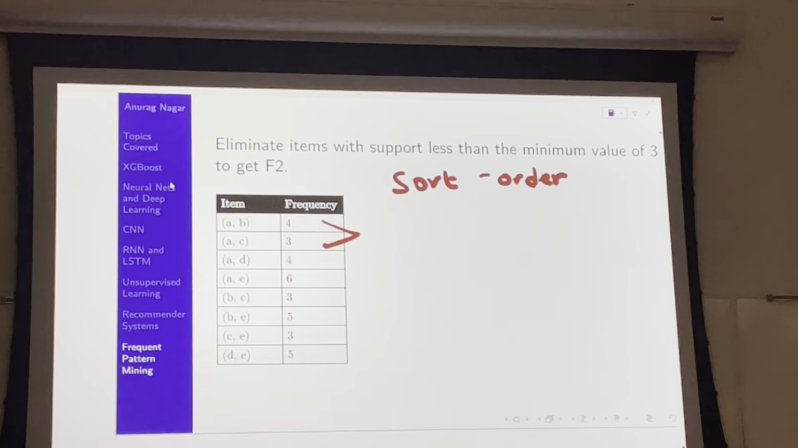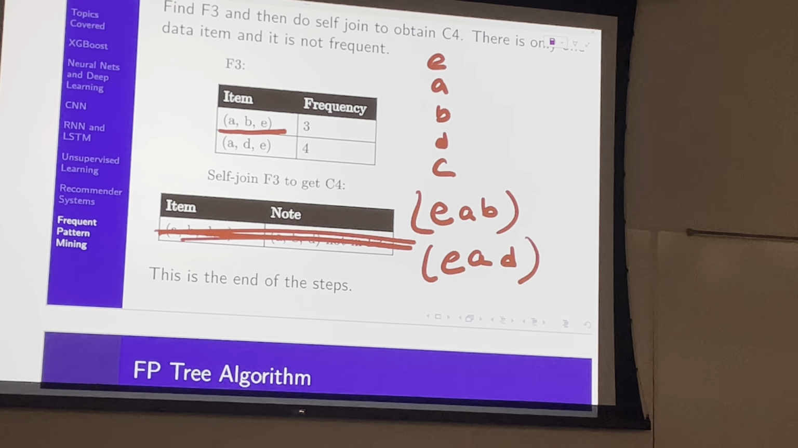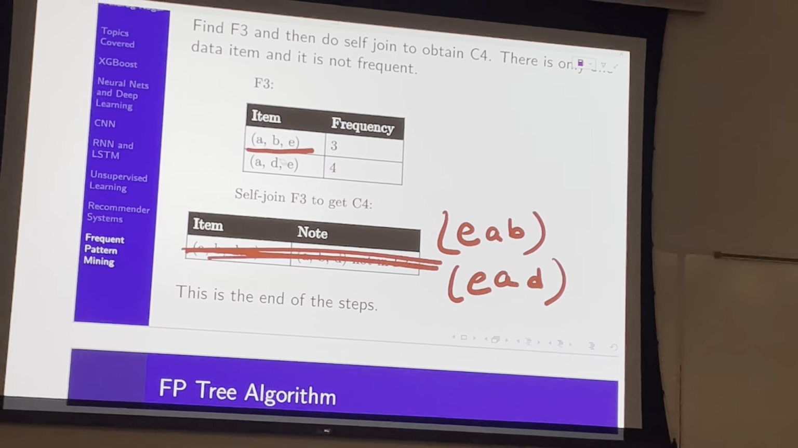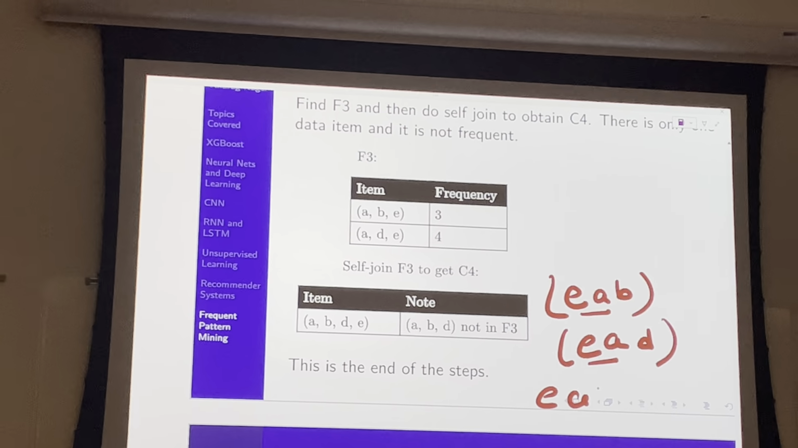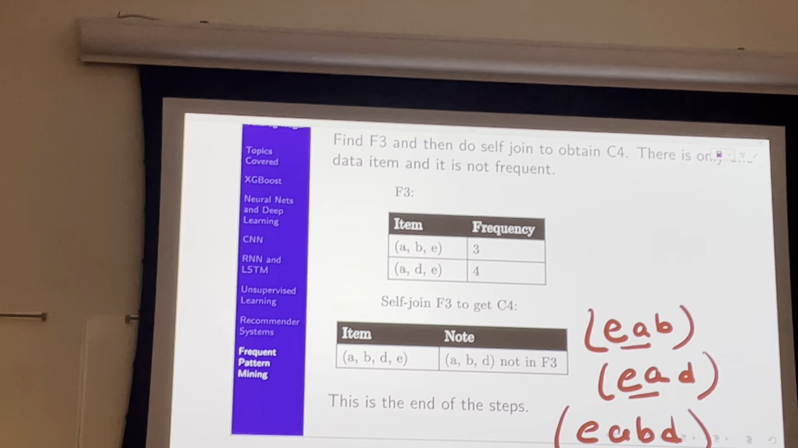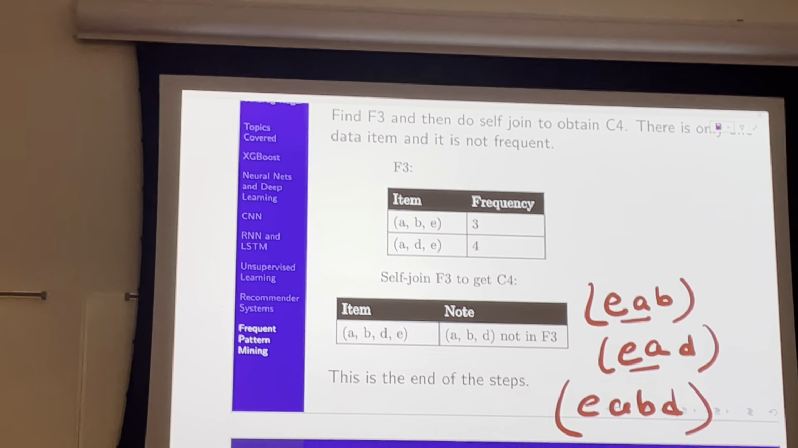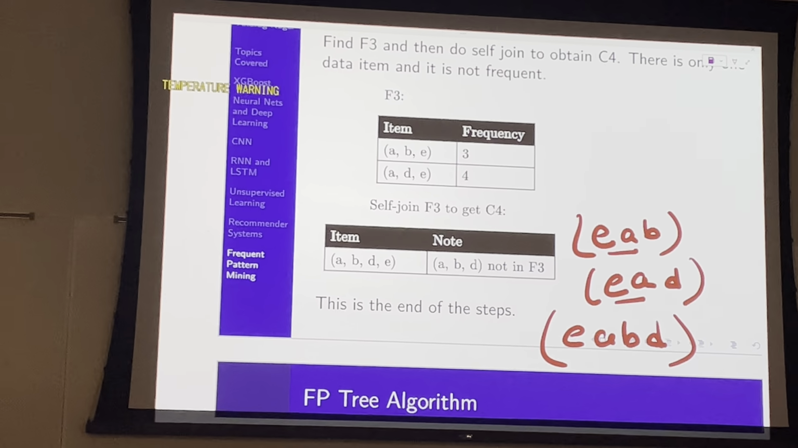So ideally this should be written as E, A, B. This is how this should be written. And this should be written as E, A, D. So if I was following my convention, which I did not, and I apologize for that, then I should be able to join this and I should be able to form EABD. I'm going to have to redo my slides, but I promise you in the exam they are in correct order. But you have to be sure that you need to keep things in the sort order.